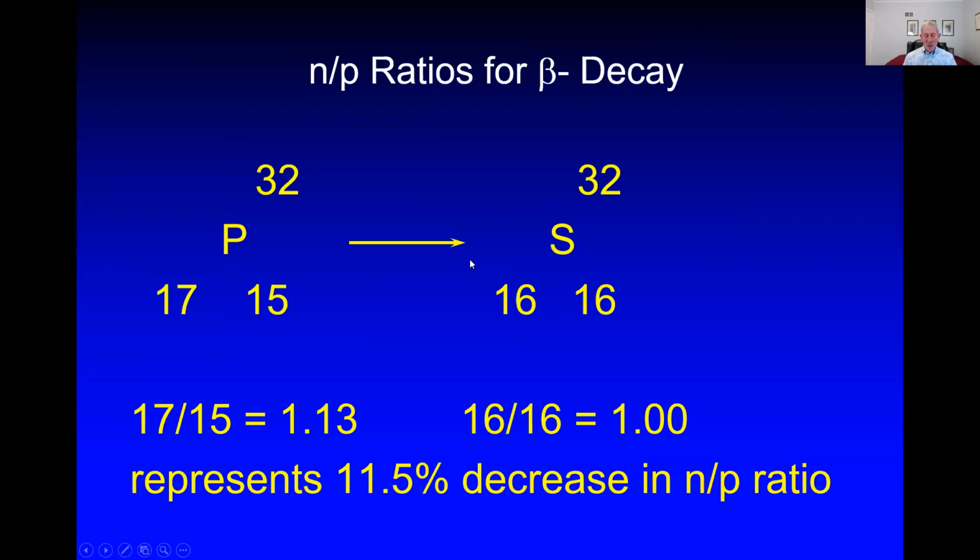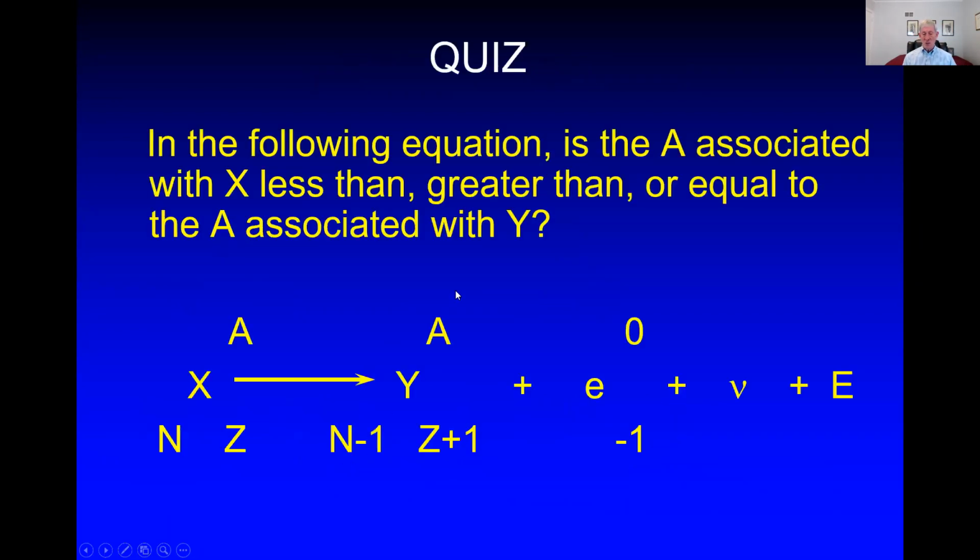Now, let's take a look at the ratio. Remember when we did that ratio calculation for alpha decay, it only increased by 1%. But take a look at this. The neutron-proton ratio here is 1.13. Here, it's obviously 1. And so this is a drop of almost 12% decrease in the neutron-proton ratio. That's a huge percent. That's enough to take it to stability in one step. And that's exactly what happens here. P32 goes to stable sulfur 32. So that's a very large decrease in the neutron-proton ratio.